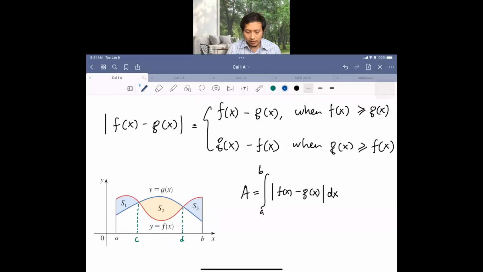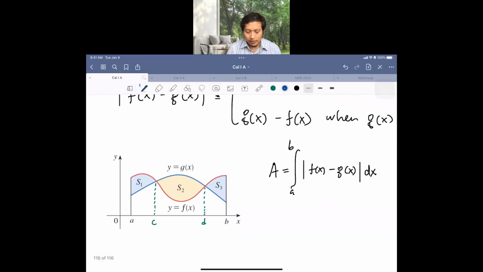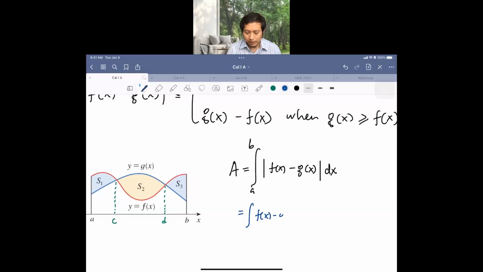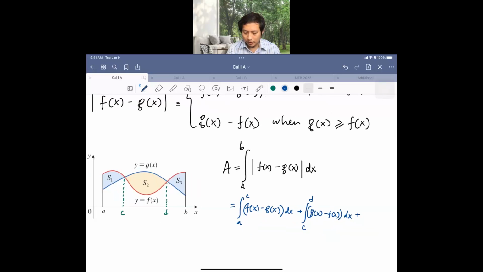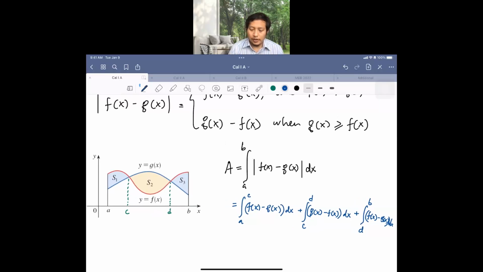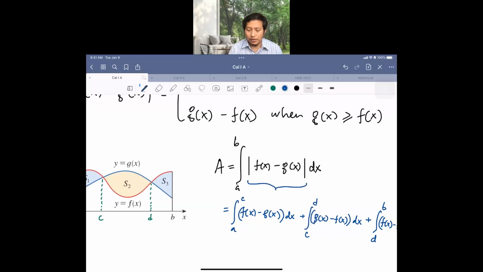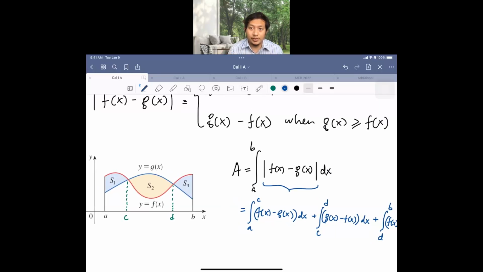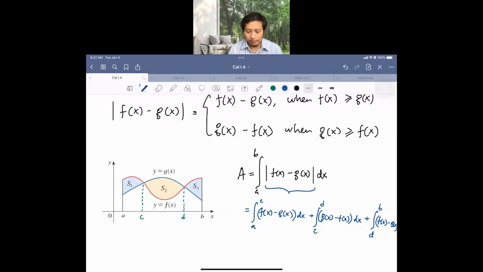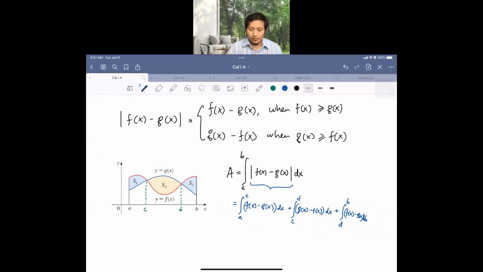So the notion here is, if you have, for example, this case, then you need to split this: f of x minus g of x, for example, from a to c, and then plus from c to d, this is g of x minus f of x, and then plus from d to b, this will be f of x minus g of x dx. So whenever this absolute value happens, it means that you need to consider the interval of integration, which part f will be higher and which part g will be higher. Okay, thank you, Prof.